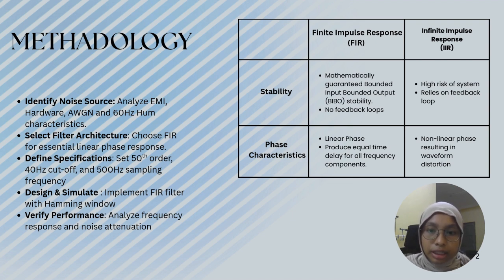So we choose FIR over IIR because it provides the linear phase, which keeps the exact peak timing and shape of the PQRST peak width without distortion. And then the third step is we define the specification. So we set the order and the cutoff frequency is 40 Hz and the sampling frequency is 500 Hz. And then we design and simulate.